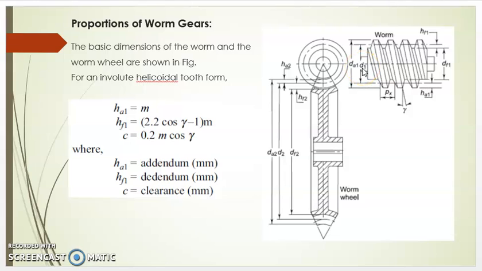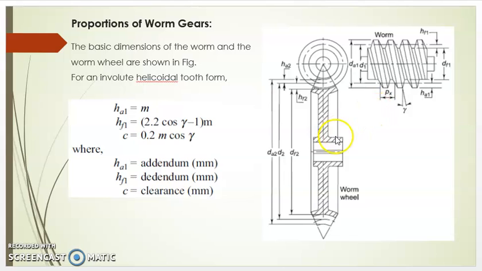D1 is pitch circle diameter of the worm. DA1 is addendum circle diameter of the worm. DF1 is dedendum circle diameter of the worm. HA1 is known as addendum of the worm. HF1 is known as dedendum of the worm. Gamma is known as lead angle, and Px is nothing but axial pitch.